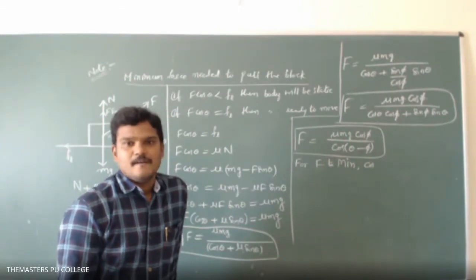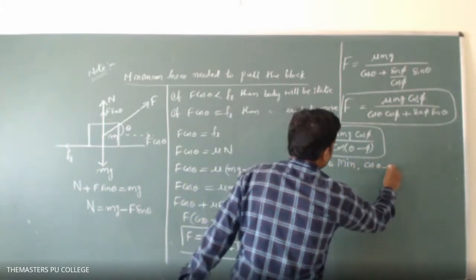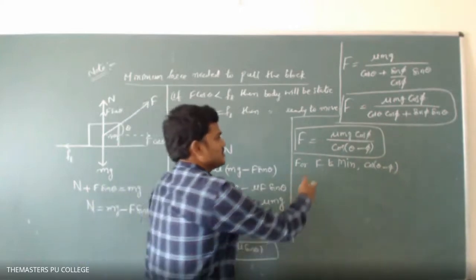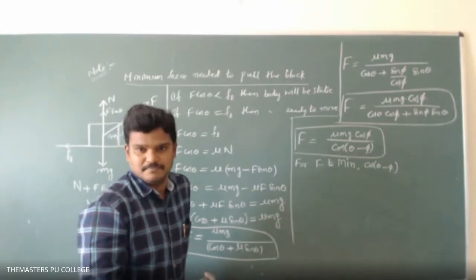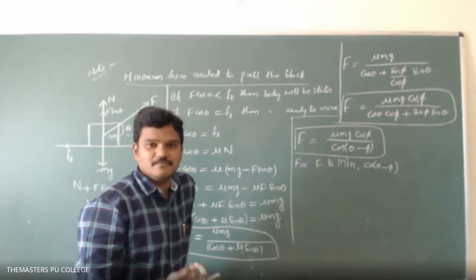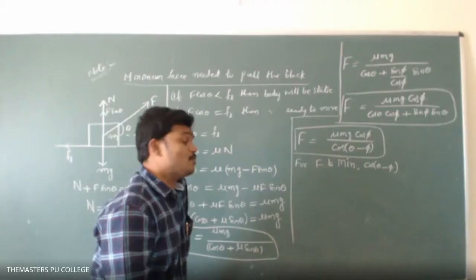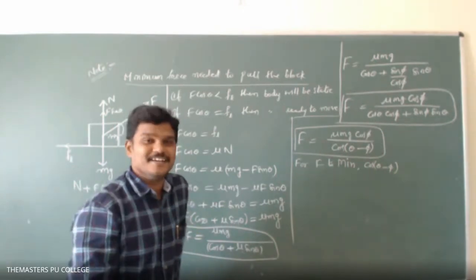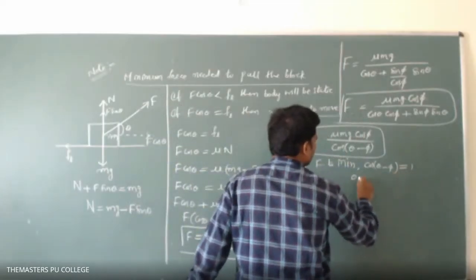Okay. For F to be minimum, tell me what is cos theta minus phi value? I want to get the minimum value of F, so whatever the denominator value is, that should be maximum. Maximum value of cos is 1. Sir, theta equals 90? No. Theta minus phi is equal to 90 when sin is there, theta is 90. For cos, 0 degrees. So this should be 1.